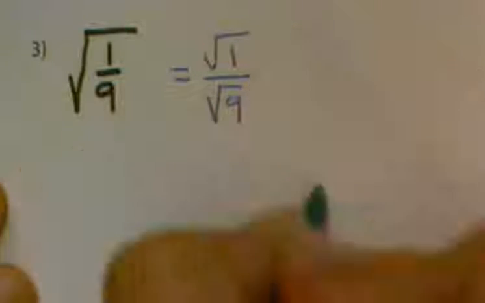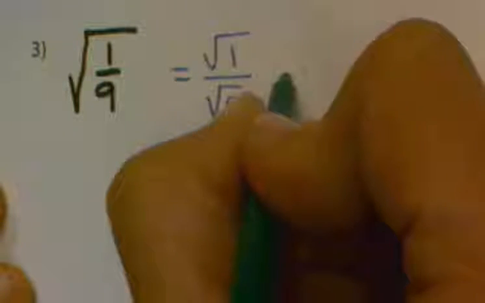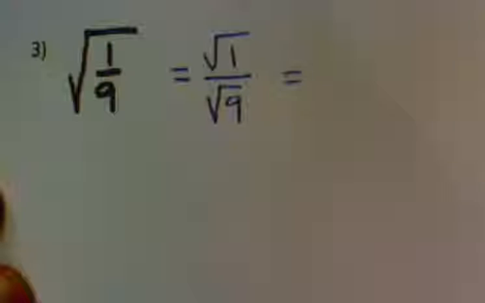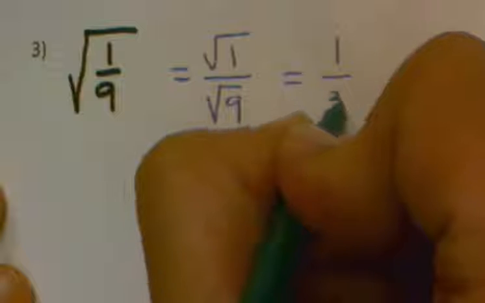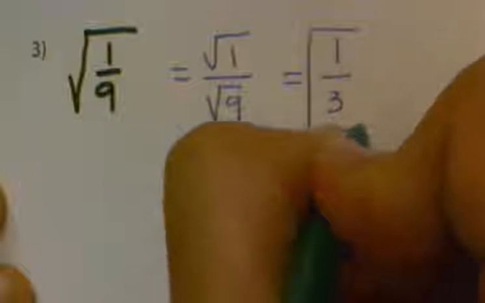Our third problem is very similar. We're going to approach it the same way. So we can split our numerator and denominator, and then simplify each. On this one, the only trick is that sometimes people forget that the square root of 1 is 1. As long as you remember that, you're all set.